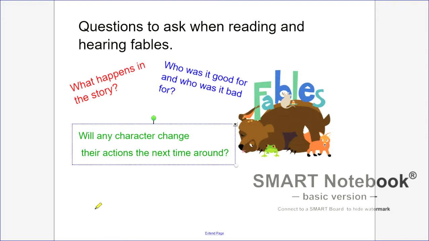So when we talked about the tortoise and the hare, we remember that there was a race, and that even though the turtle was slower, it ended up winning versus the rabbit. We know that it was good for the turtle and bad for the rabbit. And then the characters might change their actions next time around by having the rabbit not take a nap, and instead race from the beginning to the end.